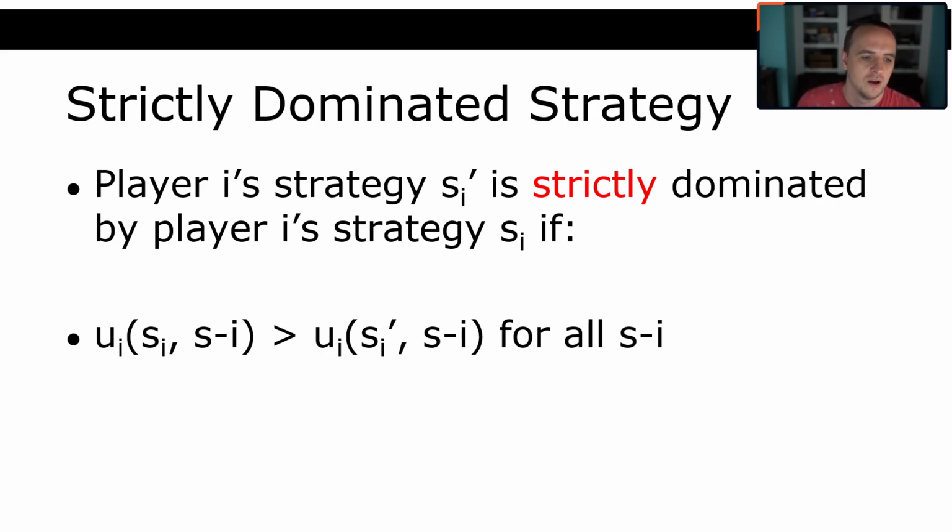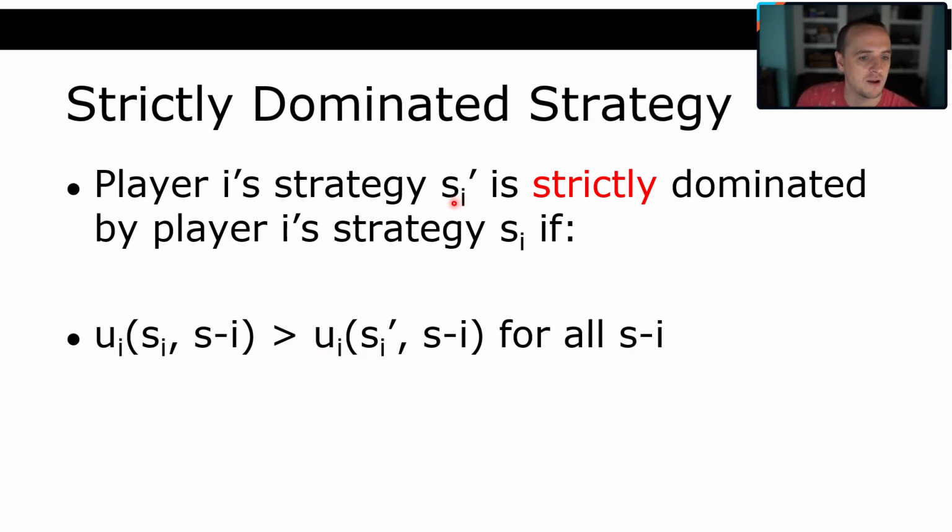So we're going to look at the mathematical definition of a dominated strategy now. Player I's strategy S_I prime is strictly dominated by player I's strategy S_I if the utility for player I choosing S_I, for every possible choice the other players make, is bigger than the utility for player I of choosing S_I prime.